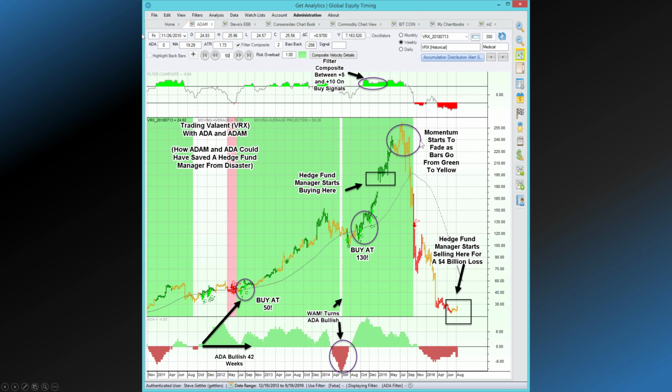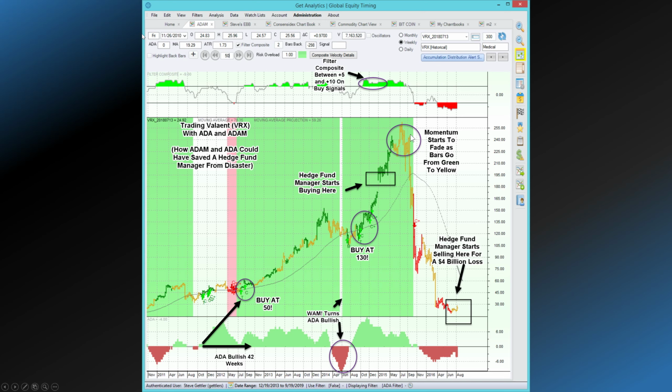Well, the note here is momentum starts to fade as bars go from green to yellow. In other words, we had this strong run. Don't be concerned, but we got into the yellow zone, and things got a little squirrely here, because what the yellow bars are telling us is that momentum is starting to fade out, and it did it in a huge way.